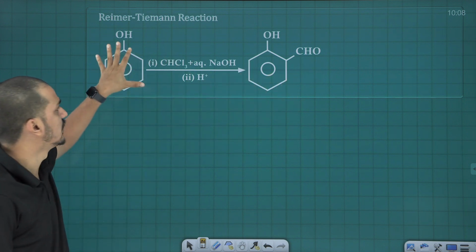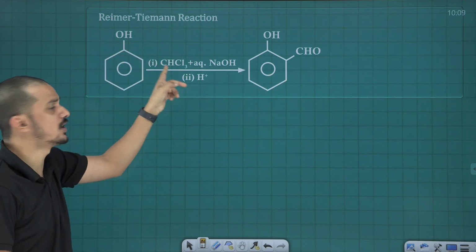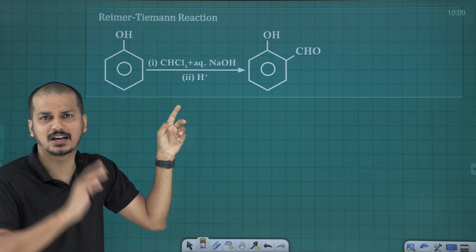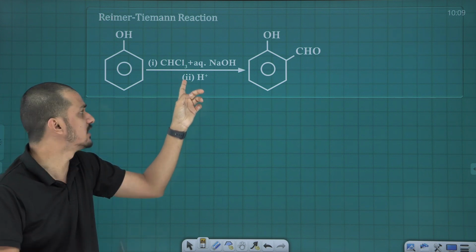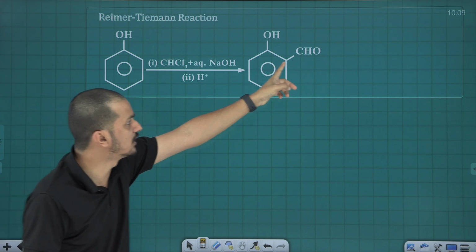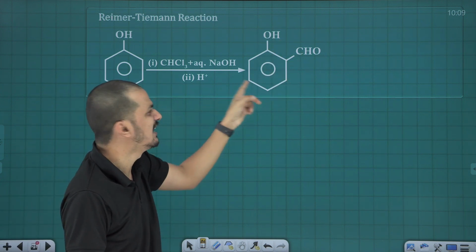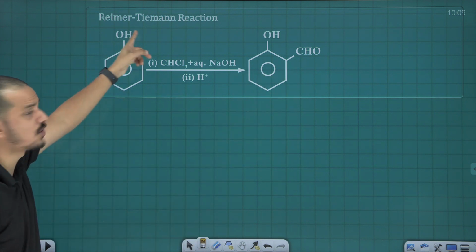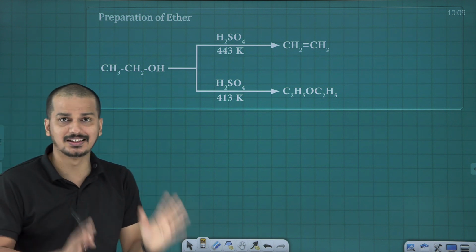So the same phenol you are taking, but you are not taking aqueous NaOH alone. You are taking chloroform. In mechanism, you can check it on the Brilliant Qatar YouTube channel. It is there. Here it is actually through the carbene mechanism. Then you are hydrolyzing. You will get orthohydroxy benzaldehyde, salicyl aldehyde. That is what is called Reimer-Tiemann reaction.